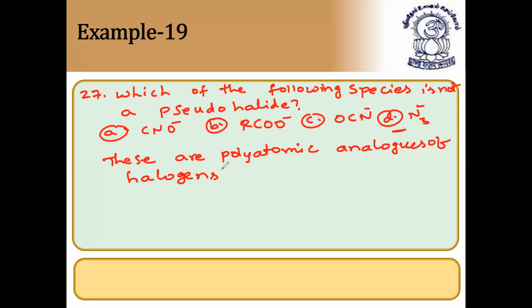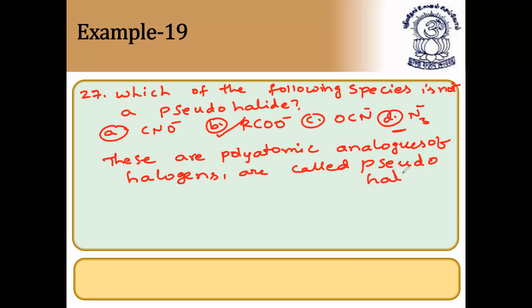So the answer for this is the second option, that is RCO minus is not a pseudo-halide. CNO minus, OCN minus, N3 minus are pseudo-halides. These are the polyatomic analogs of halogens, where halogens can be substituted several times. These are called pseudo-halides, where halogens can be substituted in place of them.